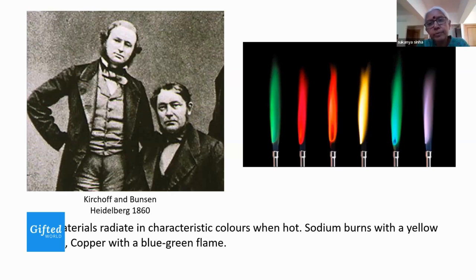So for example, sodium burns with a yellow flame. Whenever you have a material containing sodium and you put it in that burner, it's going to burn with a distinctive yellow flame. Copper will burn with a blue-green flame, and so on and so forth. It's like a signature of whatever material or element you're putting in there. When it's getting very hot, this is the way it glows.